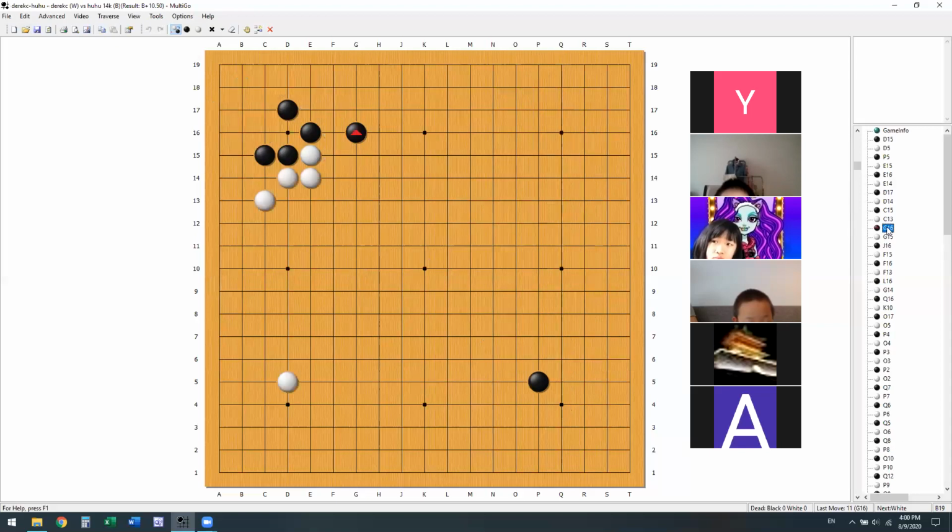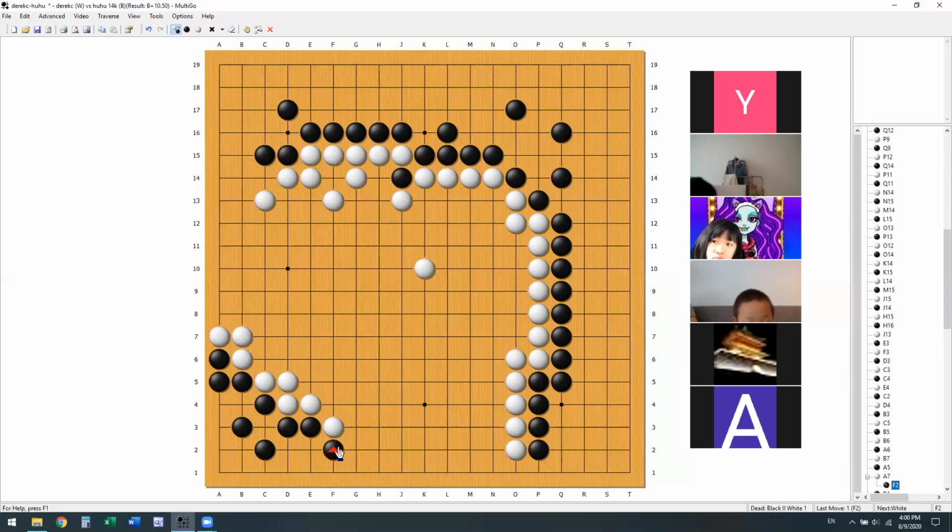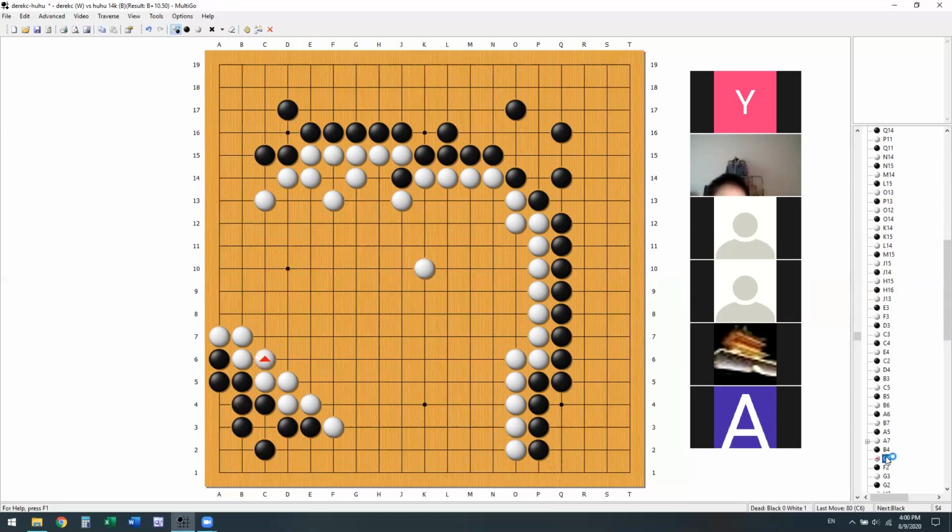Next, Derek and Hu, I think you played a very good game, but you also did some wasting moves as well. For example, this one. Who is black? Black is Hu. So I don't understand this move. Obviously, this move has no use, right? It's a waste. What you should do at this point is play this one, instead of connecting here.